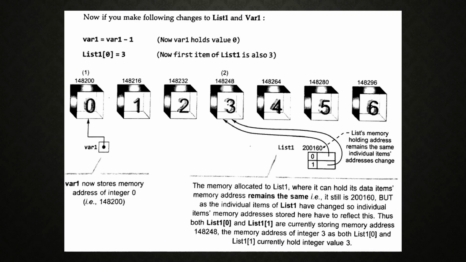See here also it is given the same thing. Variable 1 equal to variable 1 minus 1, a decrement. So 1 minus 1 equals 0, and now variable 1 points to another address location, because it is using an immutable type. Lists are mutable types, but in case you are using tuples, it uses the same location, so we can't change the value.